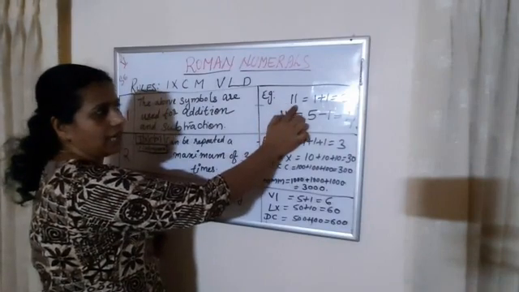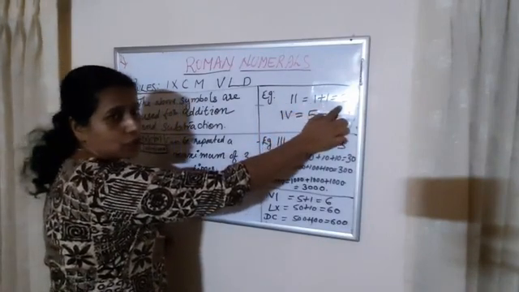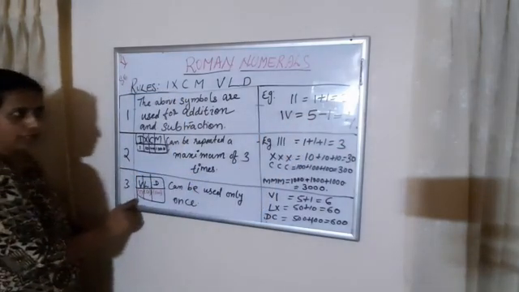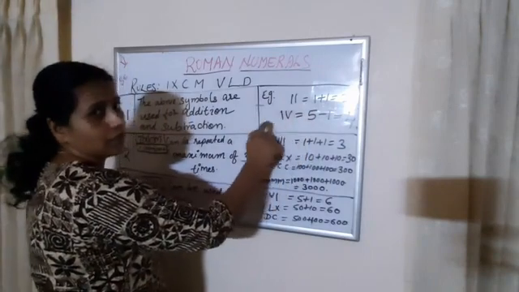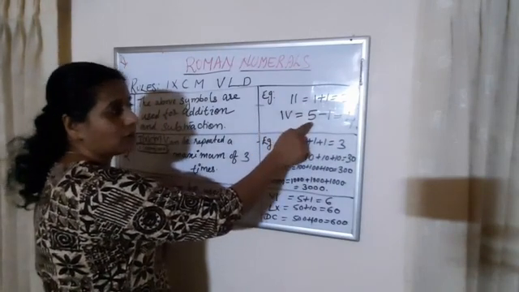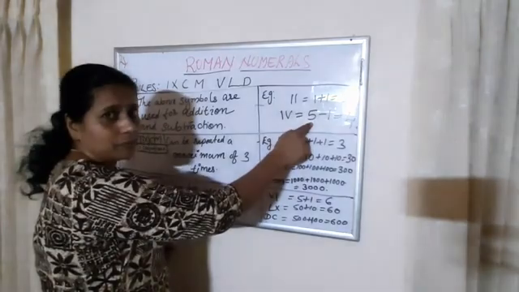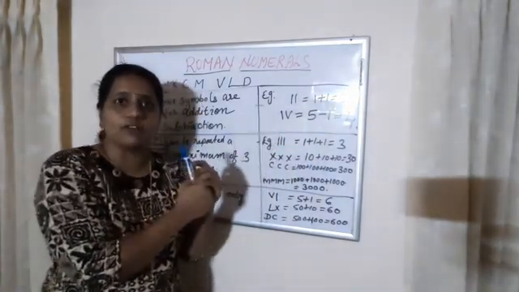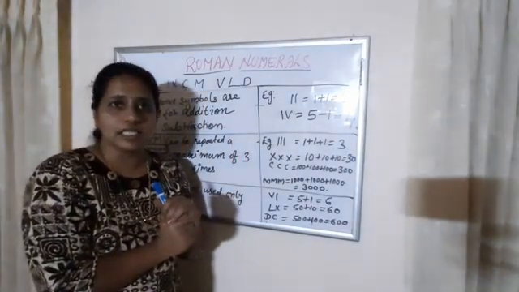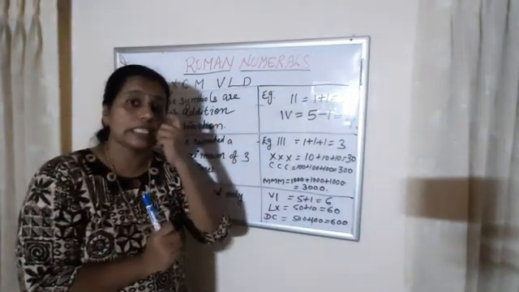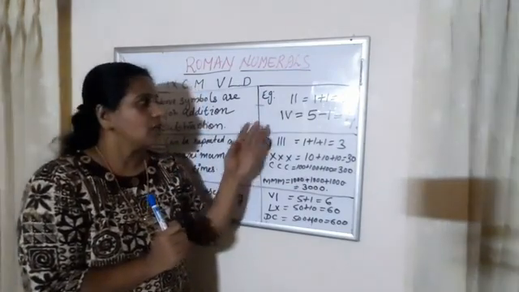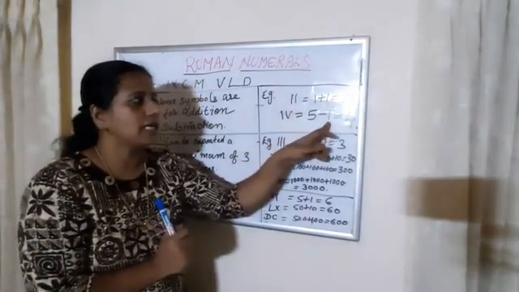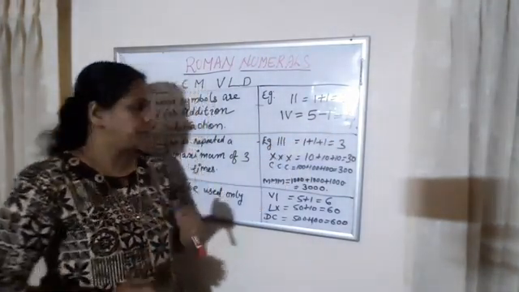First one, look at this number. This is I plus I, that is 1 plus 1 is equal to 2. Then IV. I means 1 and V means 5. It is not 5 plus 1. I wrote here 5 minus 1. Why? Because if the smaller symbol is on the left side of the greater symbol, then it means subtract. So 5 is bigger than 1, so write 5 minus 1 is equal to 4.